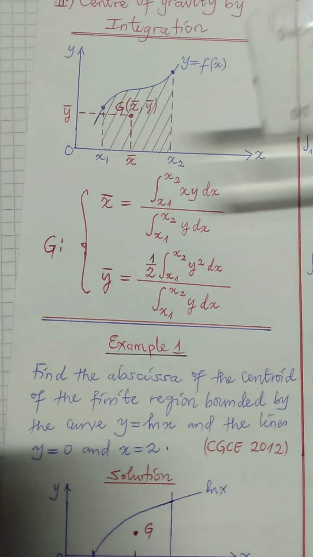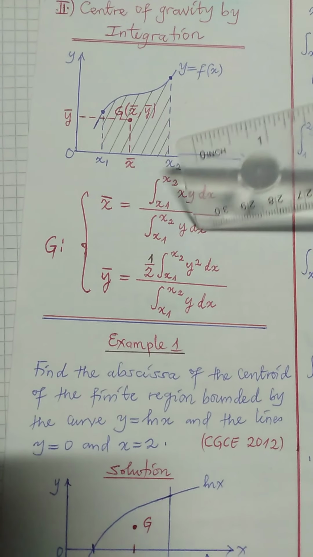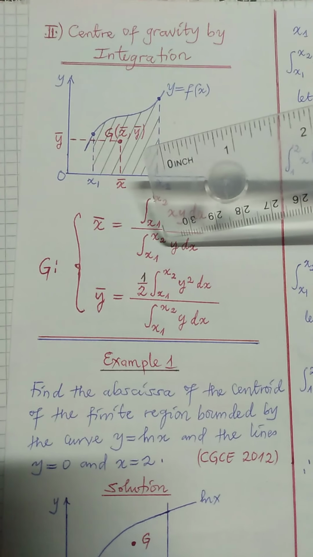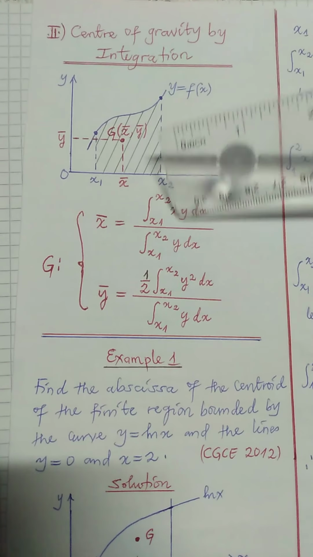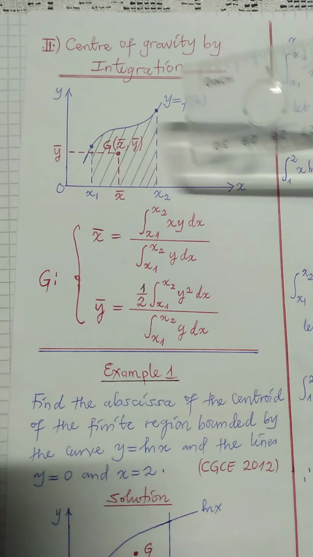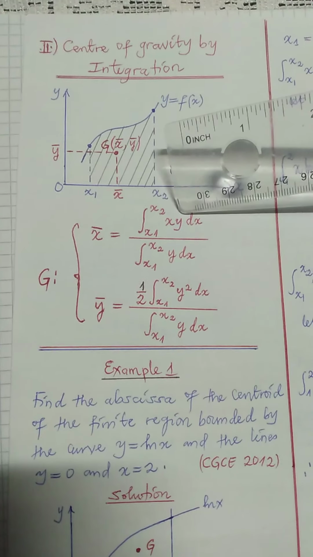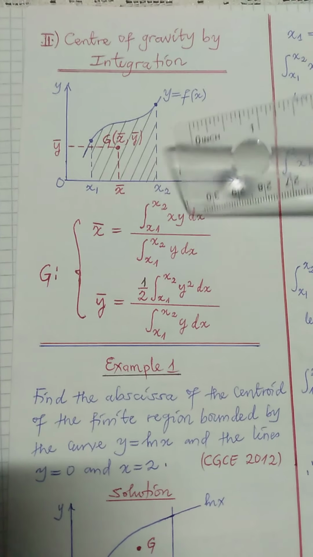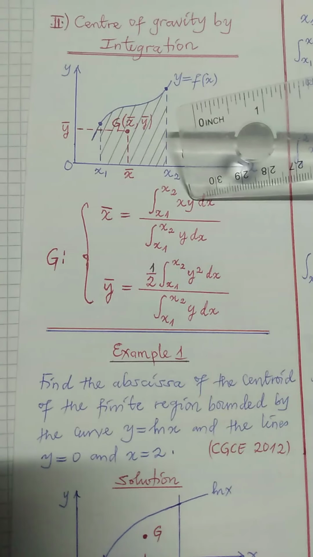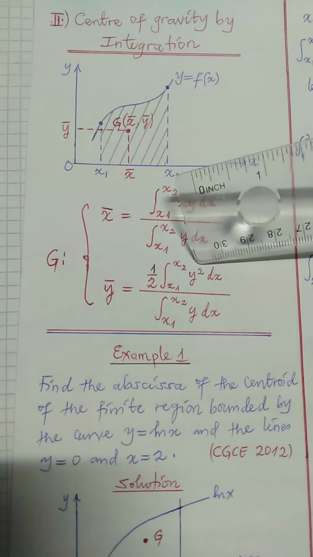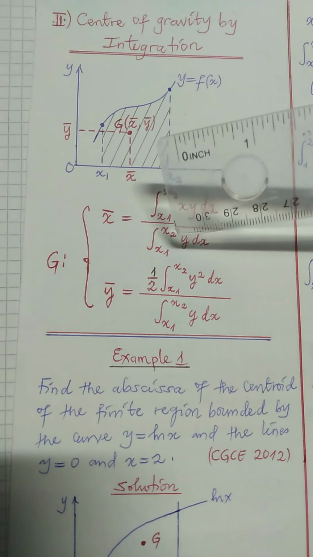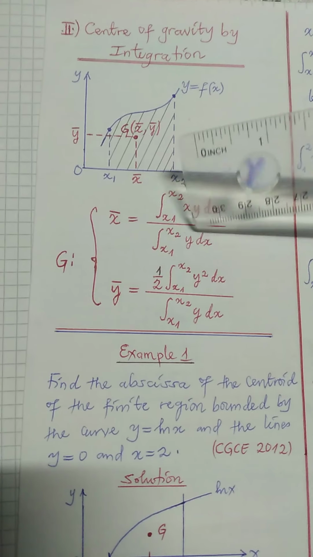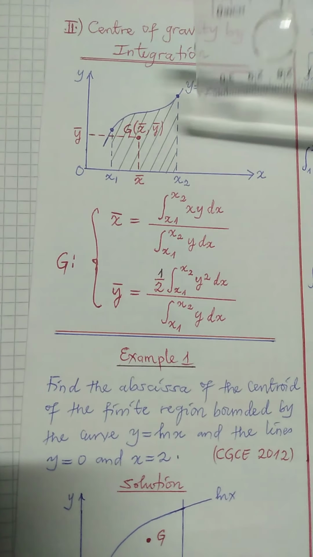on the integral from x1 to x2 of y dx. Now notice here that the lower integral, our denominator, is actually the area under the curve. So for x bar it is xy, while for y bar it is half of y squared. That's how you can easily remember it. X bar is xy, y bar is half y squared, and at the denominator it is simply the integral of y dx, that is, the area under your portion.